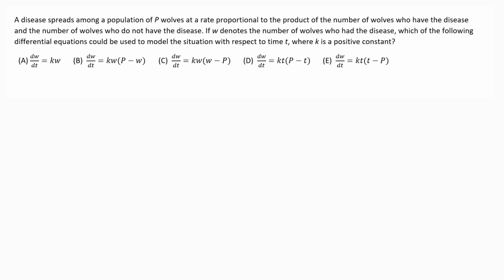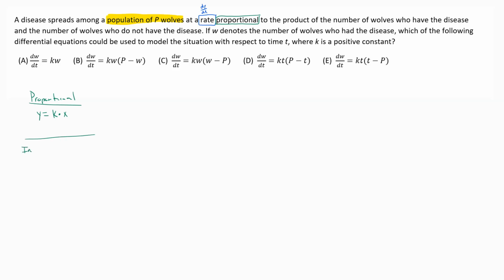So we read through this. A disease spreads among a population of P wolves. So we've got a population here of P. I always want to know what my variables represent. At a rate of, and so rate is an important word to remember because that's always going to be talking to us usually about a derivative, some sort of dy dx. And then the big important word on this one is proportional. So if we're talking proportional, that's when they told us it would be a y equals k times x situation, where you've got this constant being multiplied.